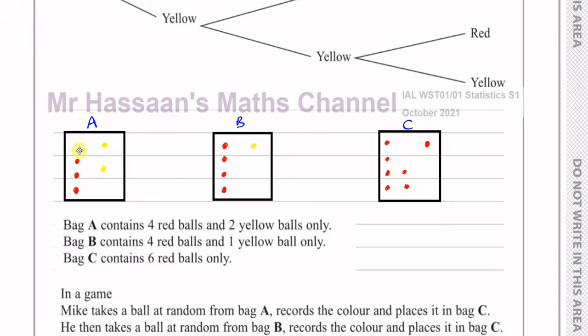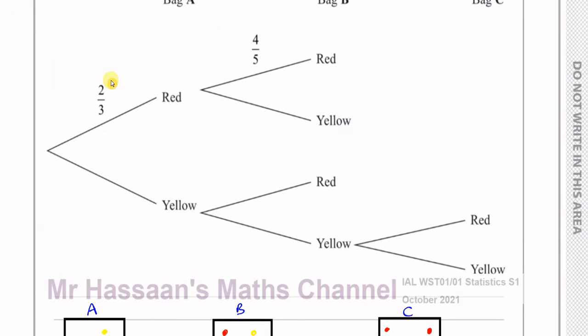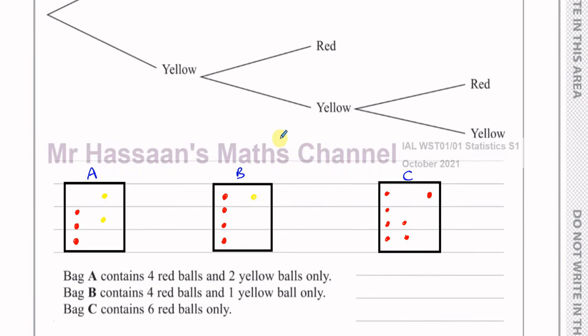So that's basically picking a ball from this bag. Before he picked it out, there were 4 out of 6, so the probability of picking a red is 4/6. And that's what that 2/3 represents, 4 out of 6. And then he's picked from the second bag.